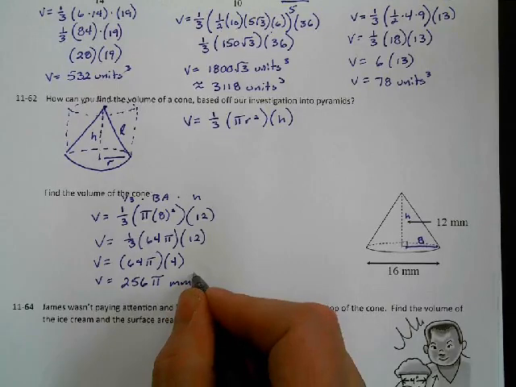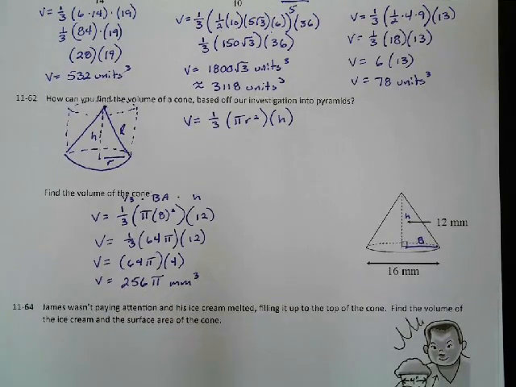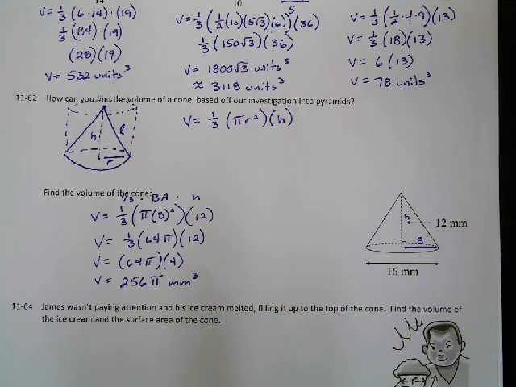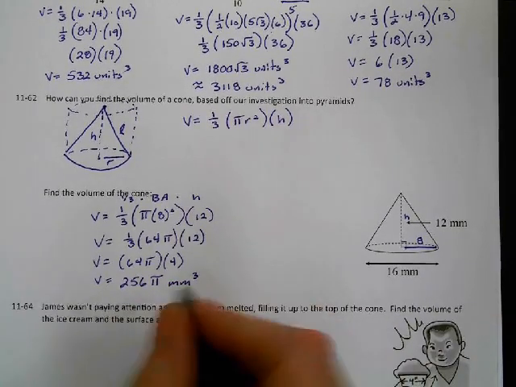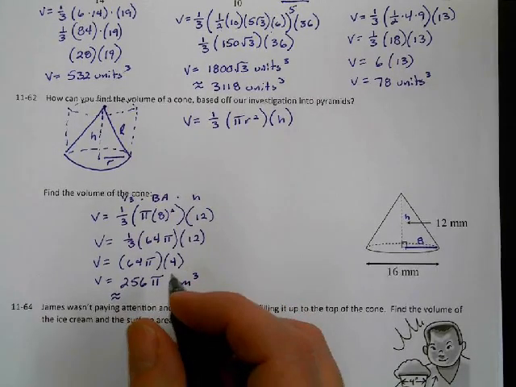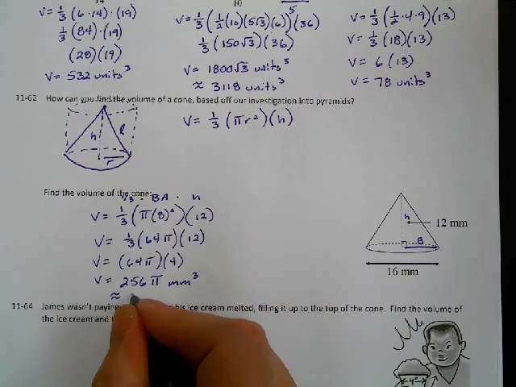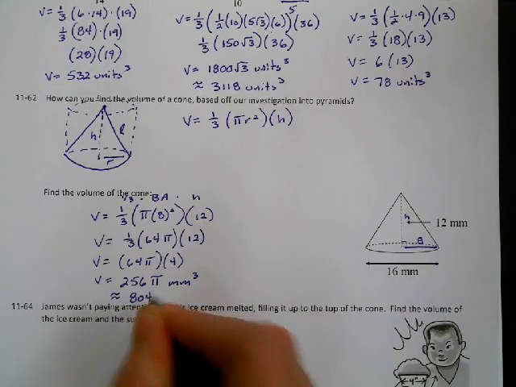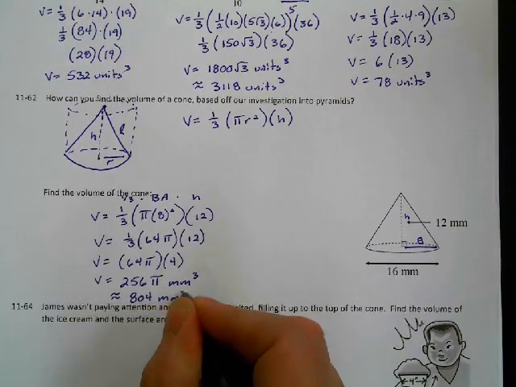And that being 256 pi cubic millimeters. Now that's the exact answer, but if I wanted an approximate answer, I'd have to use my calculator and find out when I do 256 times pi, I get approximately 804 millimeters cubed.